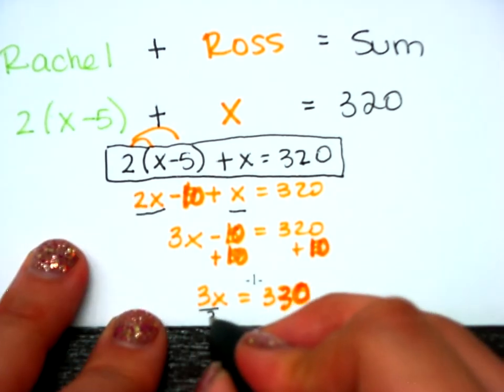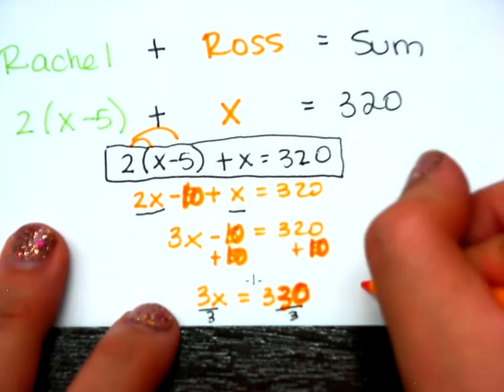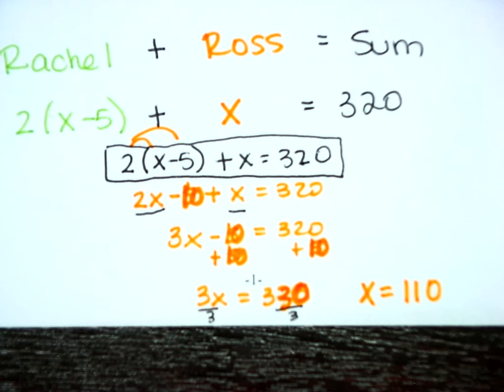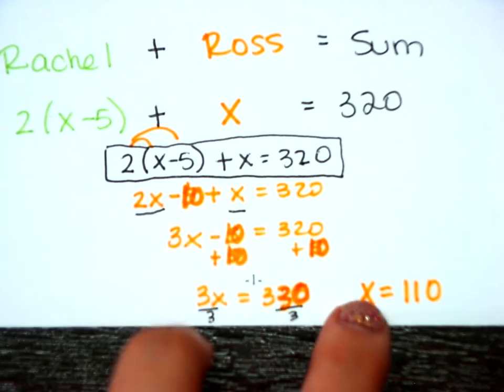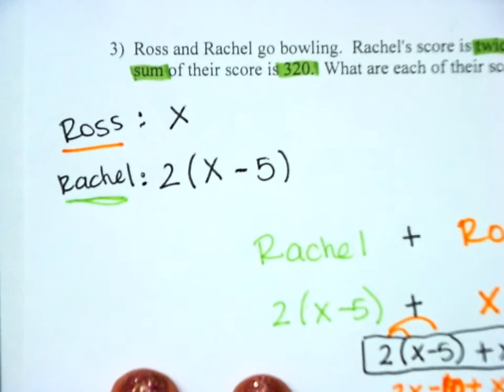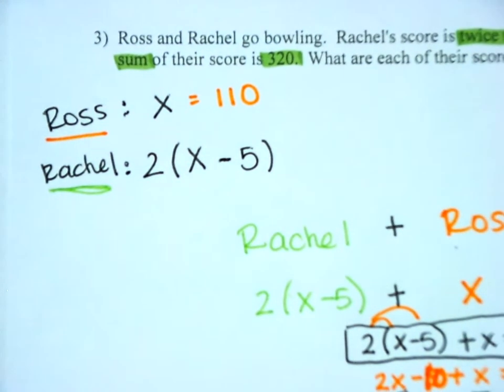So divide by 3, divide by 3, and that way I can get my final answer of x is 110. Now careful, I'm not quite done yet. X is Ross's score, so I'm halfway done. I'm going to write that next to him. So we found out that equals 110. But I got to find Rachel's.